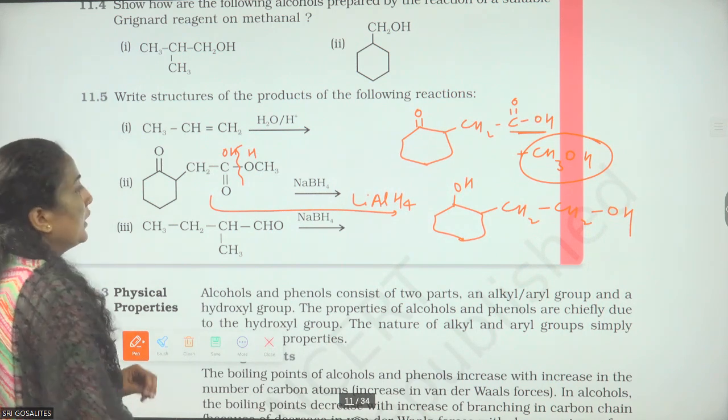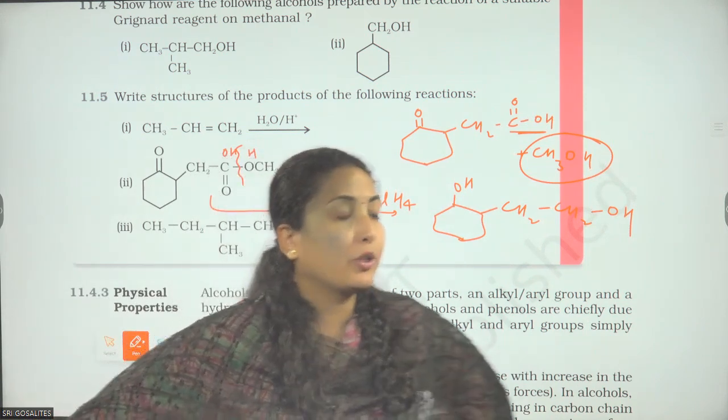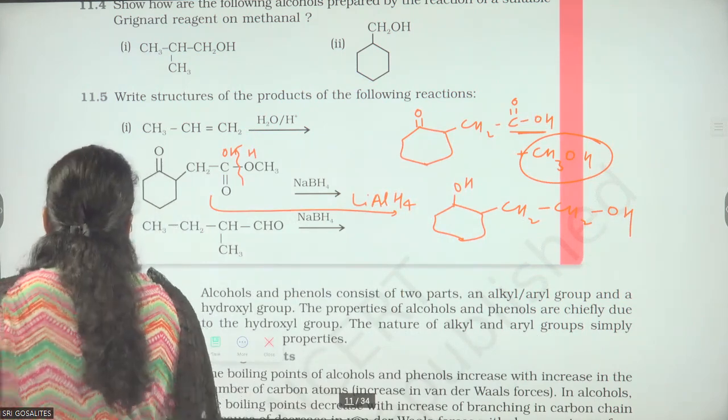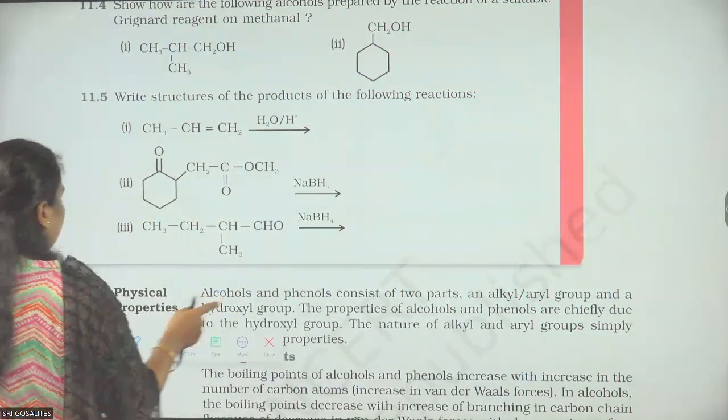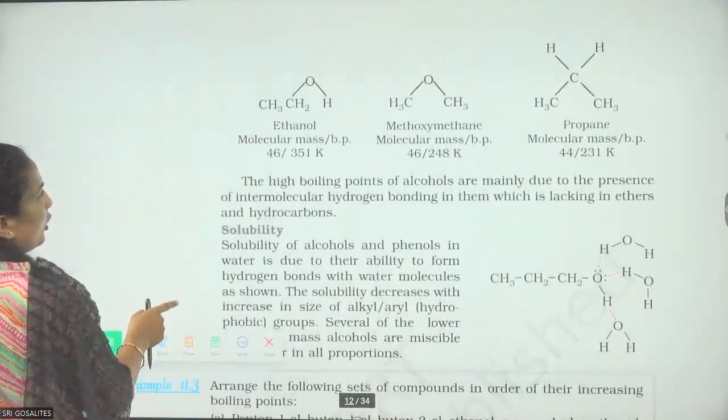Only thing is, both lithium aluminum hydride and sodium borohydride will not be able to reduce your double bonds, unless it is a kind of conjugated system, which is beyond the scope now. So at present, you need not worry about it.